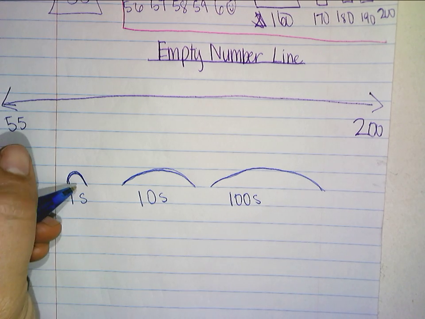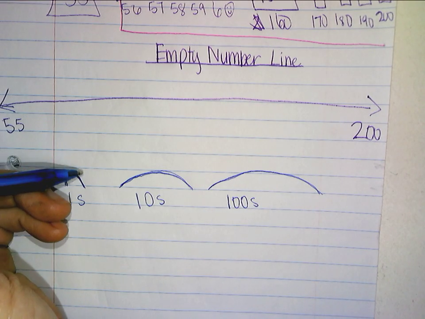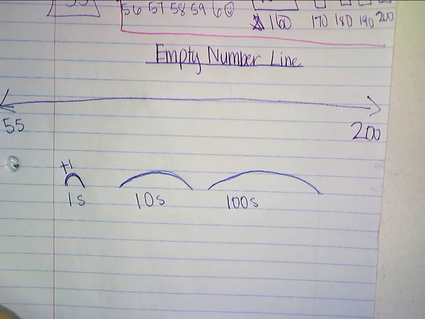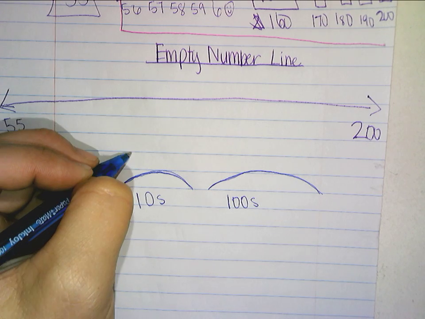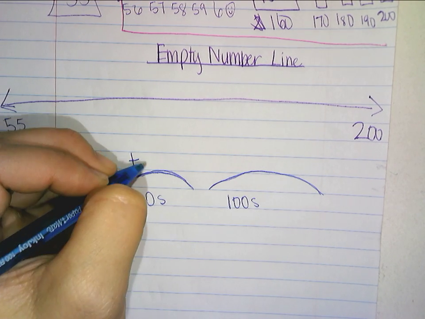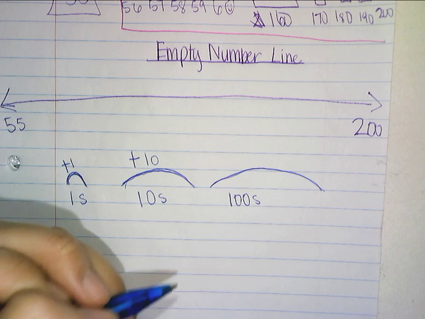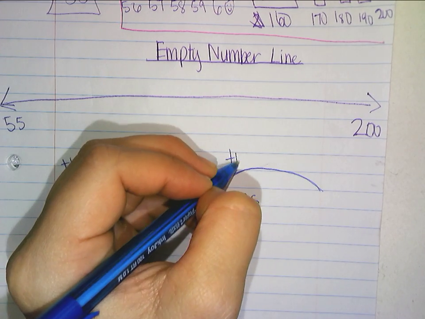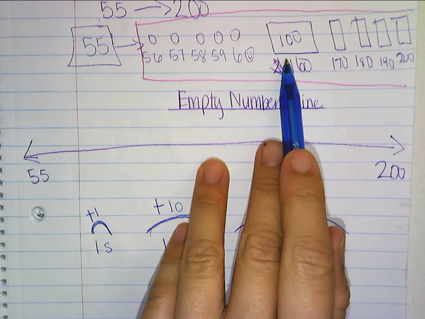When you count by ones, just like this, you're going to do small little jumps like that. And on top of it, you're going to write +1. Then for tens, when you make a medium jump, you're going to write above it +10 so that you know you're counting by tens. And then the hundreds, you're going to make a big jump like that on your empty number line, and you're going to write +100.